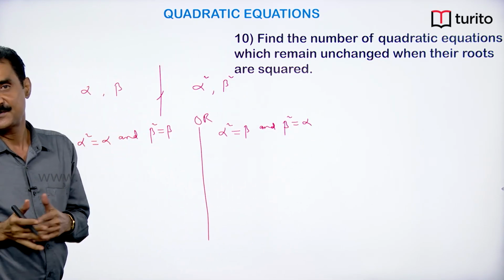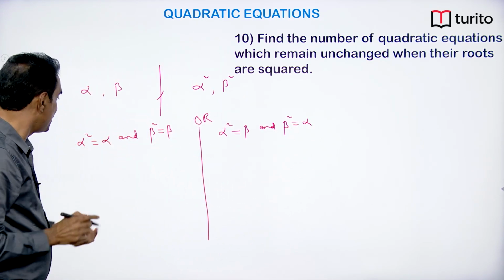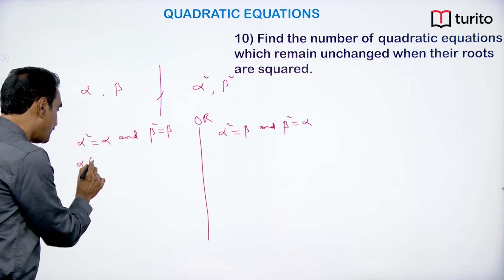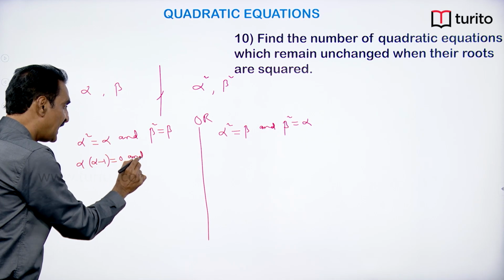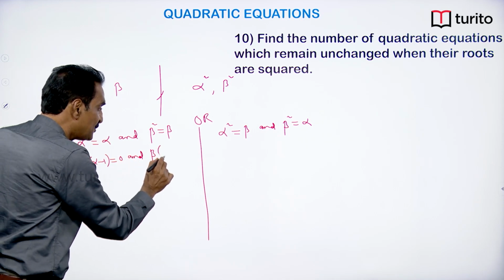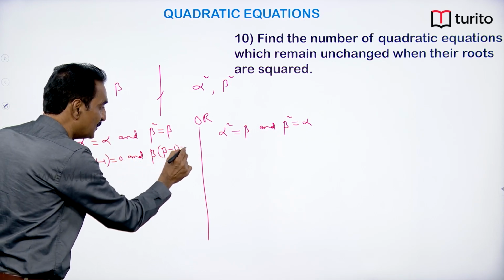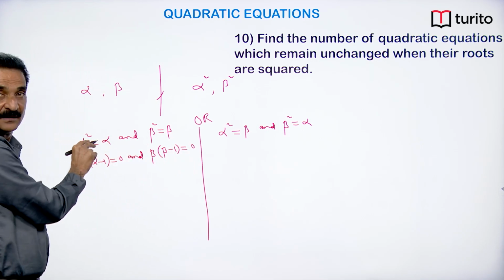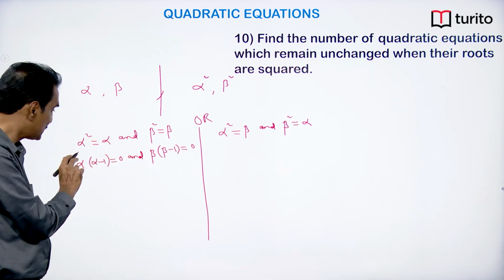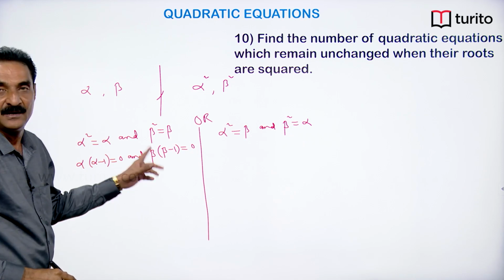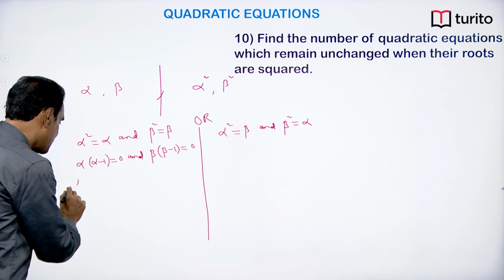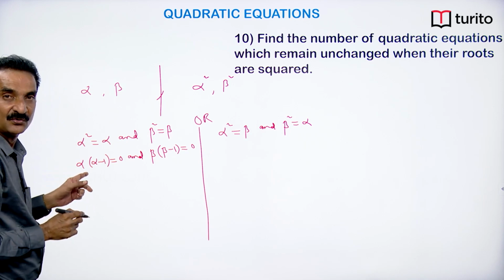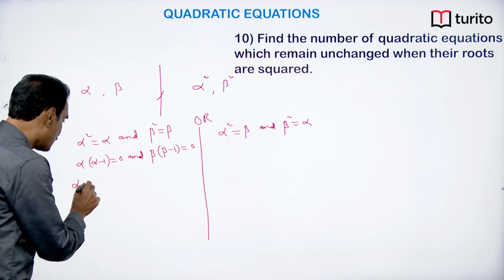These two are the possibilities. If you take this, you will get alpha into alpha minus 1 is equal to 0 and beta into beta minus 1 is equal to 0. Alpha square minus alpha is 0, means alpha into alpha minus 1 is 0. Here beta into beta minus 1 is 0. Then you will get here, what are the roots? Roots of alpha? 0 or 1.